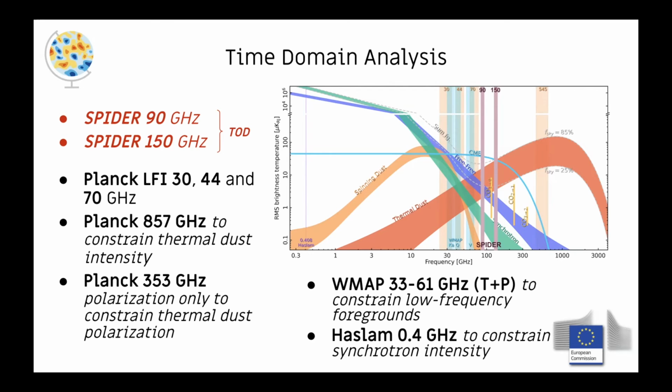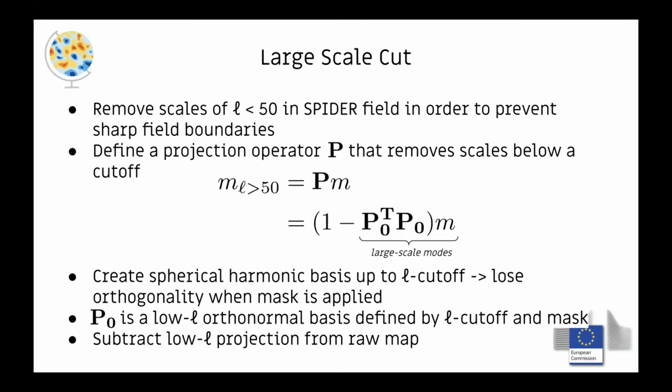Okay, so one comment on large scale cut. In this analysis, we perform a large scale cut where we project out the low scales in the Spider field. In our case, we chose a cutoff of L equal to 50. So all the modes lower than 50 don't contribute in a map of Spider. And to do that, we apply a projection operator on the raw map, which projects out these modes.